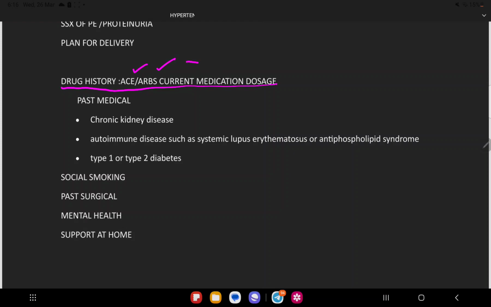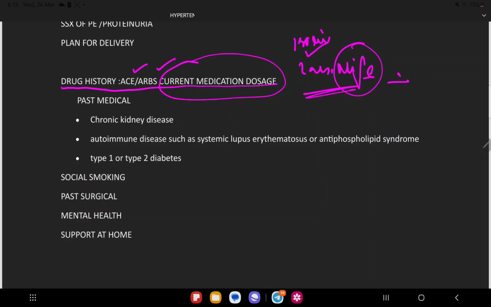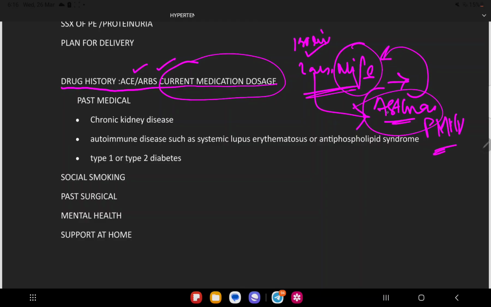If she is already pregnant, then you should ask about the current medication, as I already told you about labetalol, nifedipine, and all these things are very important. Because labetalol is the first line drug. If she's not taking it, why is she taking nifedipine? Because labetalol is contraindicated in patients with asthma, so she's taking nifedipine. So you have to ask about the past medical history. In past medical history, you have to ask about asthma history as well, along with chronic kidney disease, autoimmune disease, or type 1 or type 2 diabetes.